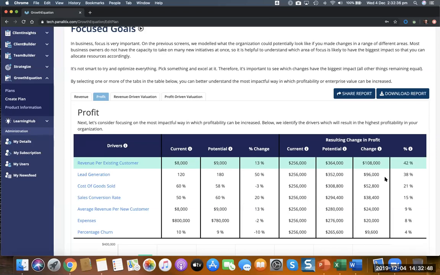And so now we can get very, very focused. And depending on the bandwidth available to the client, you might choose 2 or 3 of those drivers to focus on, or perhaps you just focus on one in the next 12 months. And if it were just one, then clearly you'd be looking at revenue per existing customer. And now the conversation we're having with the client is, well, what should we be doing here? What should we focus on to increase revenue per existing customer? And, you know, that's a great question to ask.